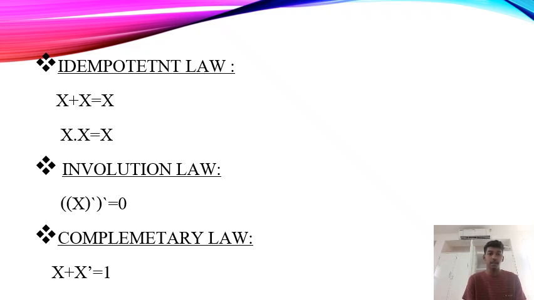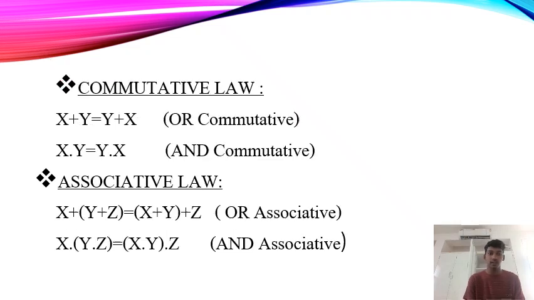And for the complementary law, x plus x dash is equal to 1. It means we assume that x is equal to 1, and x dash is equal to 0. In a complement, x complement is 0 when x is equal to 1. So 1 plus 0 is always 1.